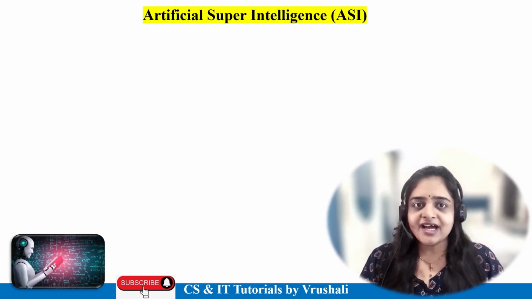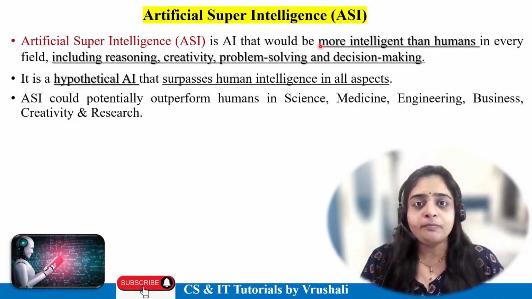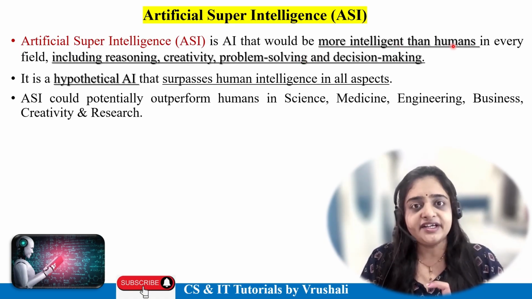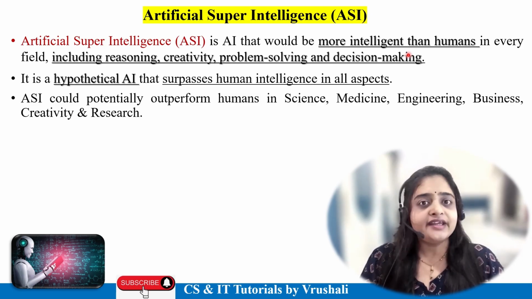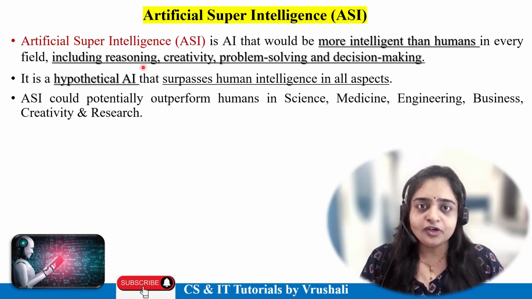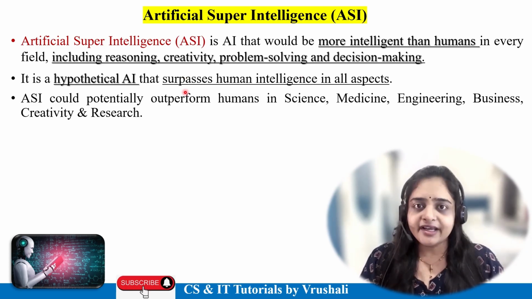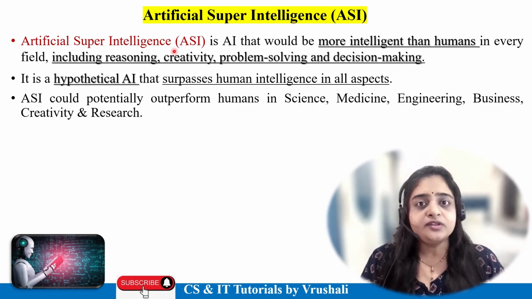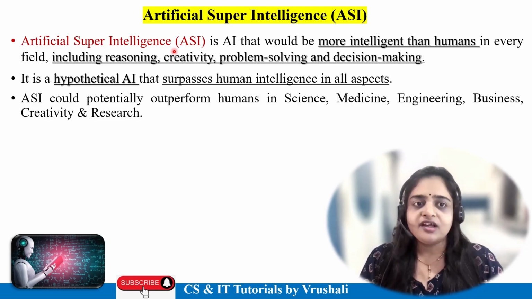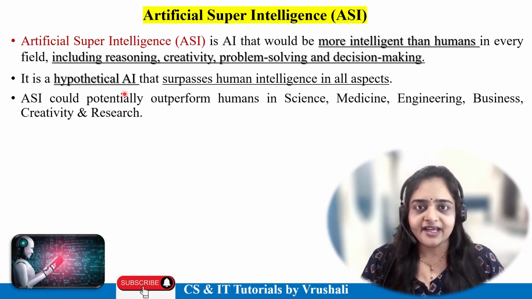And now the last one, artificial super intelligence. This super intelligence system would be more intelligent than humans. Basically, they work in every sector, including reasoning, creativity, problem solving and decision making. But currently, this kind of system is not yet achieved. That's why this is called hypothetical AI.